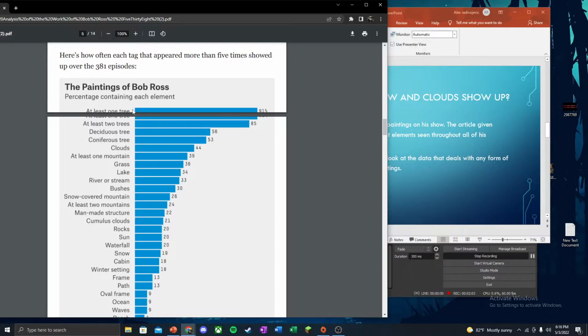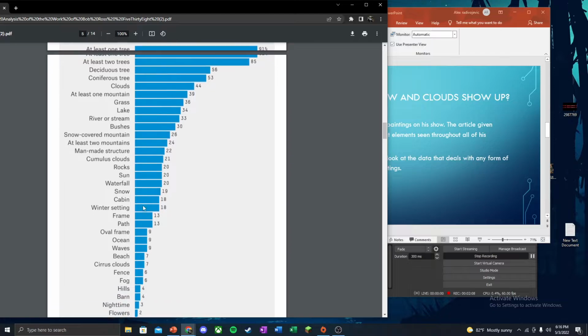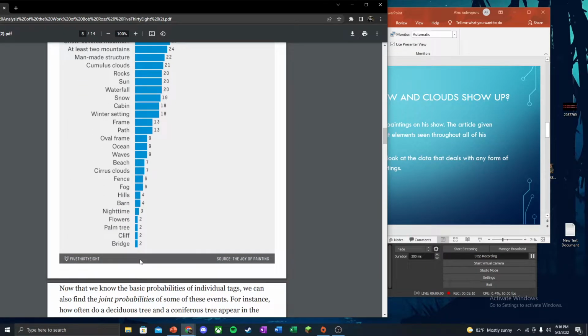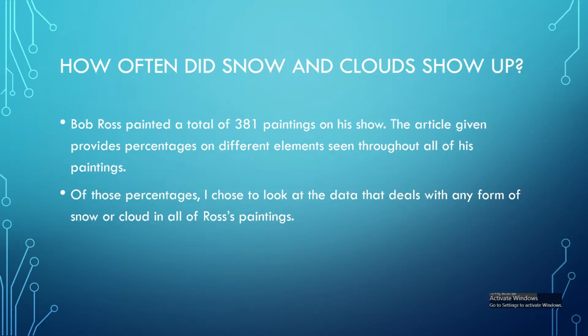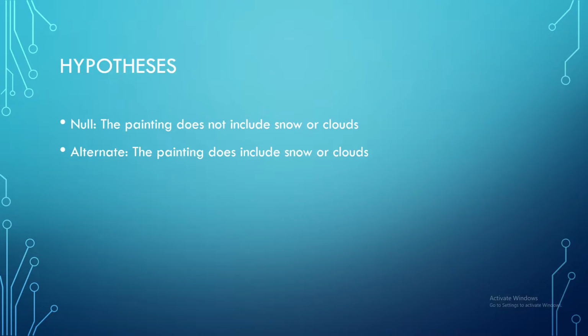These are the paintings' percentages. We got everything like clouds, lakes, bushes, rocks, all the way down to bridges. And of those percentages, I chose to look at the data which dealt with snow and clouds. For my hypothesis, the null would be that the painting does not include snow or clouds, and the alternate hypothesis is that the painting does include snow or clouds.